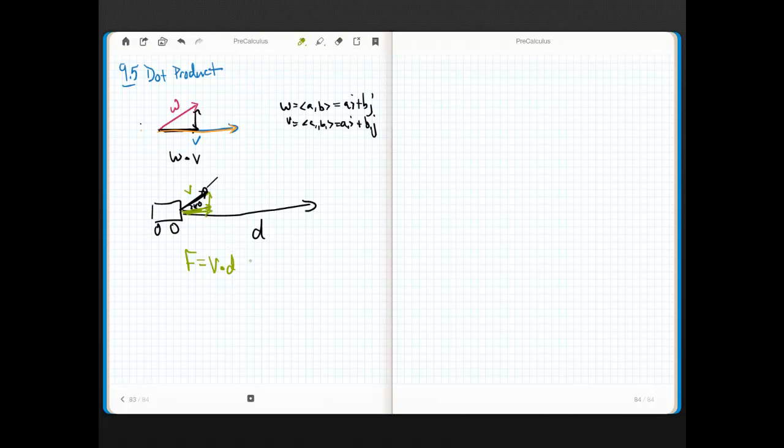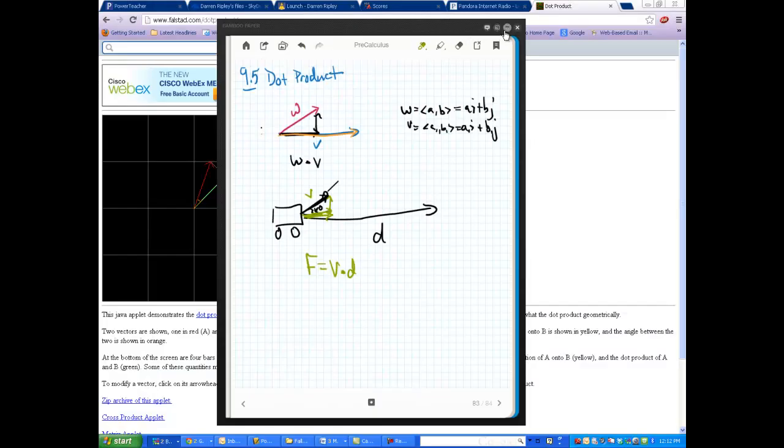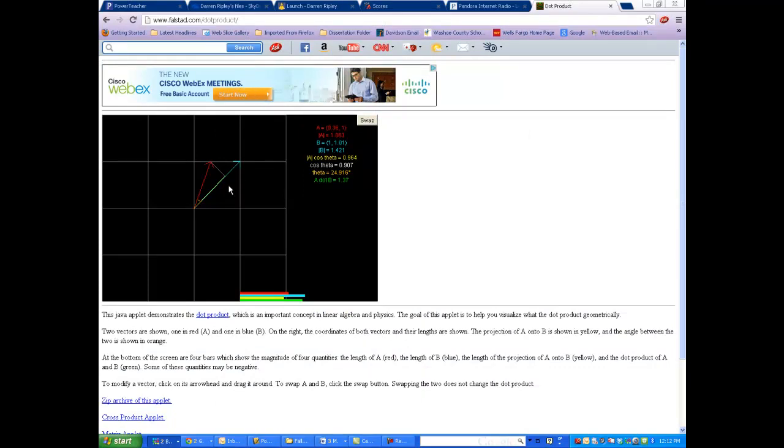All right? Now, enough theoretical. Let's actually go to an applet where you can see how this works out. Check this out. This is a pretty cool applet. I'm going to reduce that. All right, check this out. I'm going to keep it simple for you first.